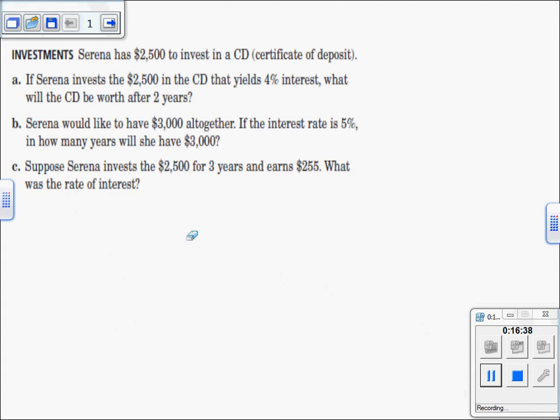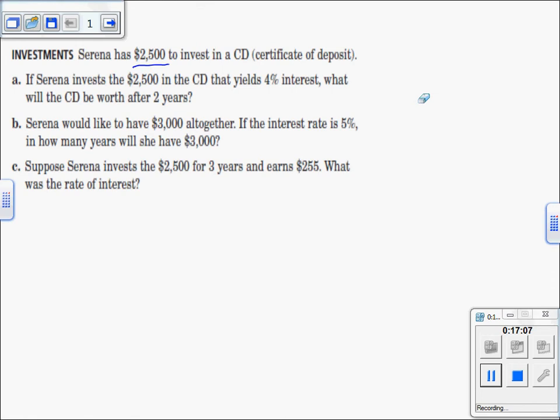It says Serena has $2,500 to invest in a CD. If you don't know what that is, a CD is a certificate of deposit. It's essentially like an IOU. Your bank can do CDs. A lot of financial institutions like banks and different companies can do CDs. You're giving them money, and they give you a certificate saying we're going to give you back that money plus this much interest. They'll give you an interest rate that it's worth. But then you can't get that money back until the CD has run through.